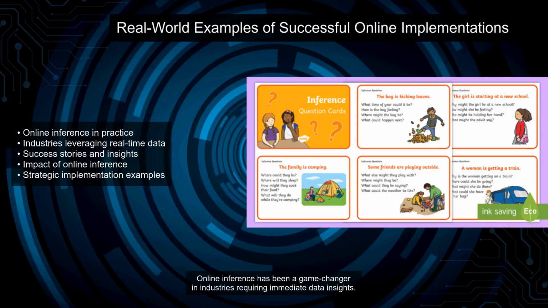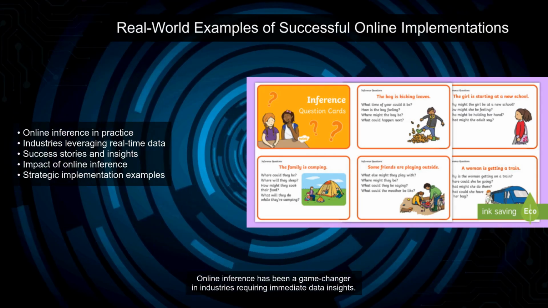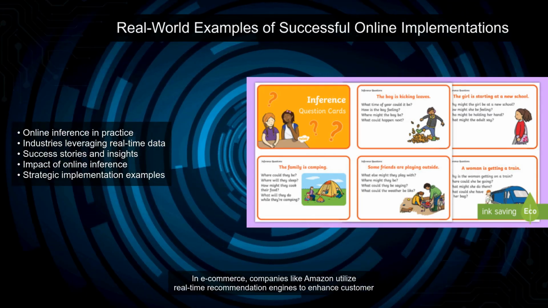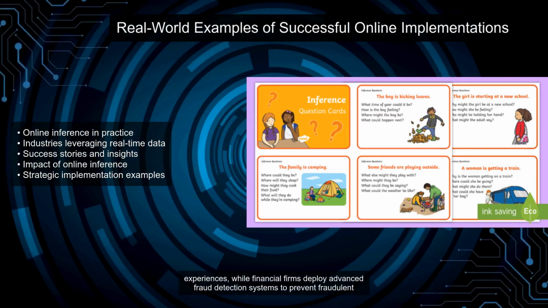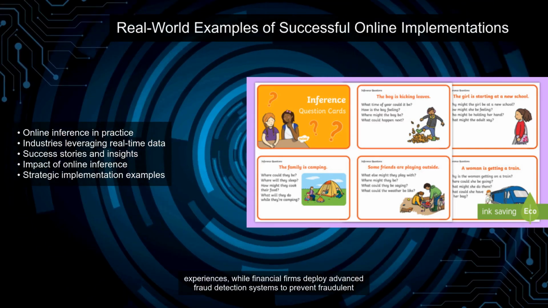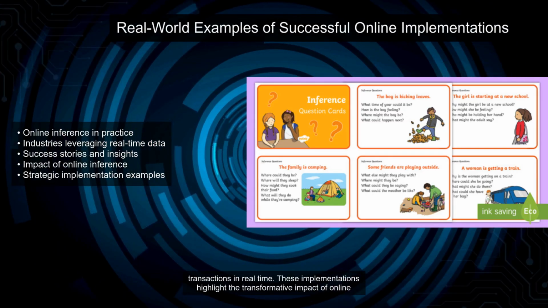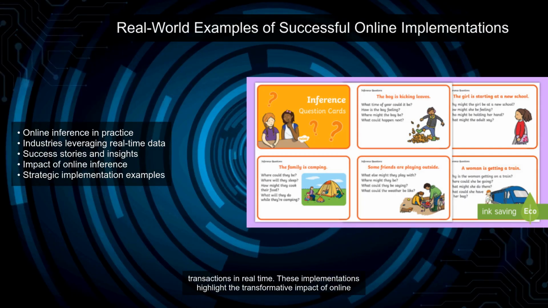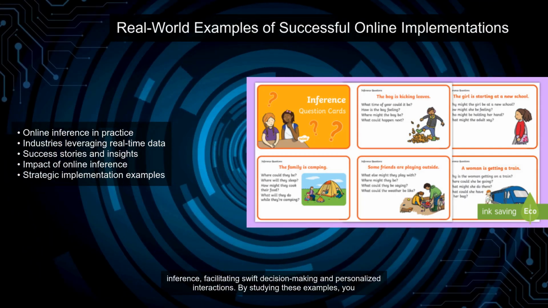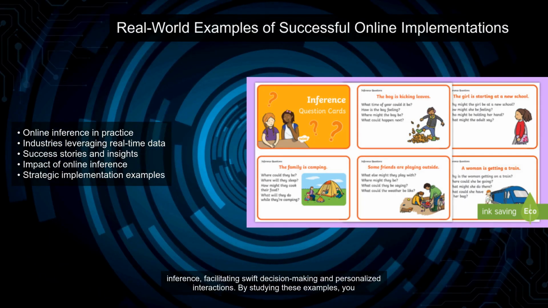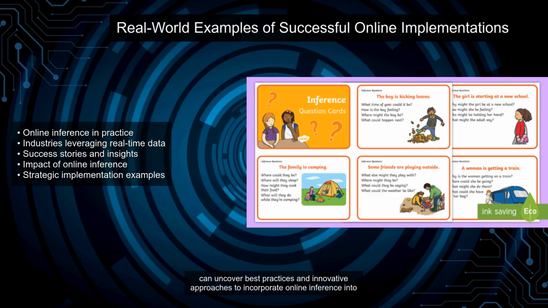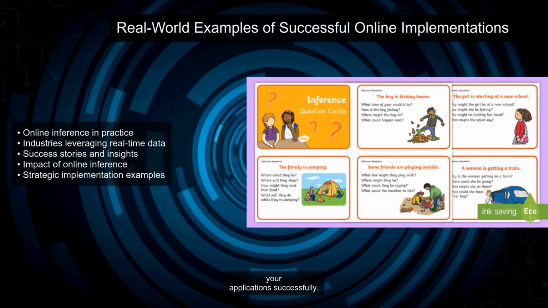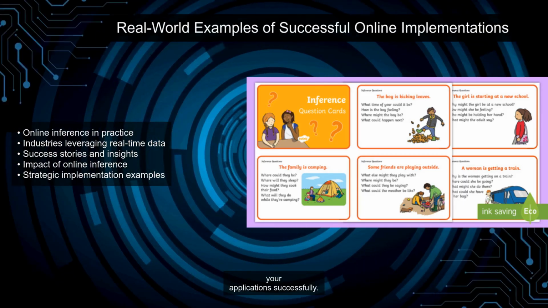Online inference has been a game changer in industries requiring immediate data insights. In e-commerce, companies like Amazon utilize real-time recommendation engines to enhance customer experiences, while financial firms deploy advanced fraud detection systems to prevent fraudulent transactions in real time. These implementations highlight the transformative impact of online inference, facilitating swift decision-making and personalized interactions. By studying these examples, you can uncover best practices and innovative approaches to incorporate online inference into your applications successfully.